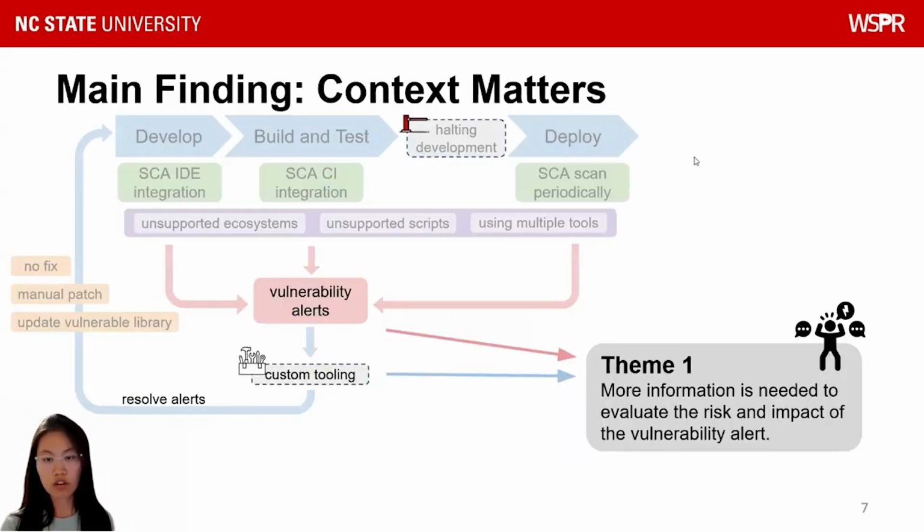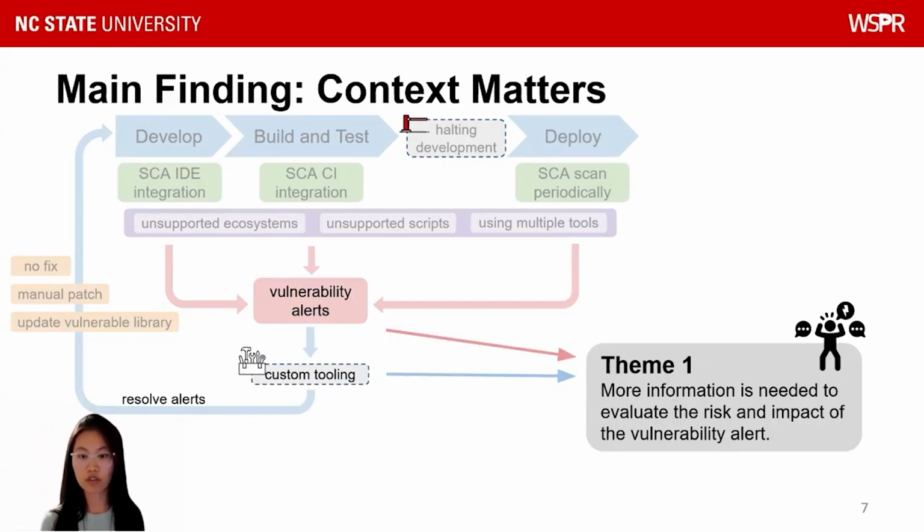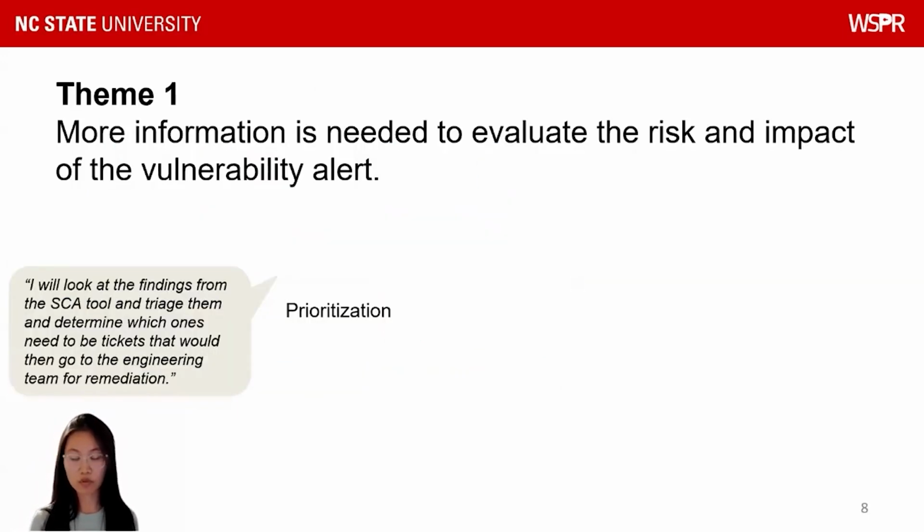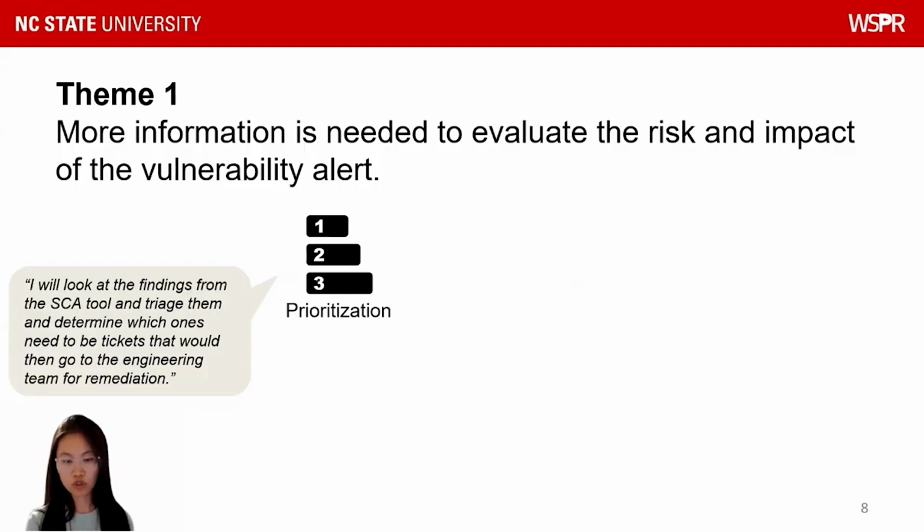So after talking to all the industry professionals, we found multiple challenges and we grouped them into three themes. The first thing we found was that there's a lack of information in the vulnerability alerts, and it requires a lot of additional manual effort. For example, the majority of our participants shared that they would receive a lot of alerts from the SCA tool, then they would have to triage and prioritize them to figure out which ones to focus on first.